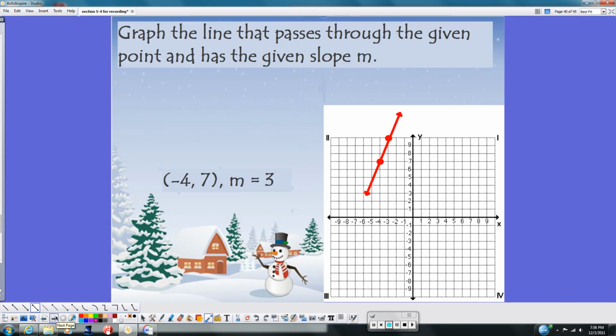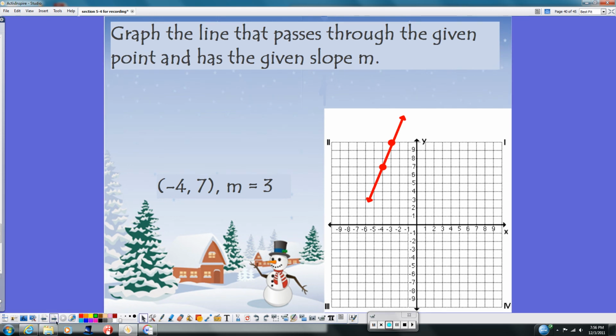Again, another example here, we have a point (-4, 7). So we graph that, (-4, 7), and our slope is 3. So up 3 and over 1. Another example, (2, 3) with a slope of 3. We graph the point (2, 3). We go up 3 and over 1.